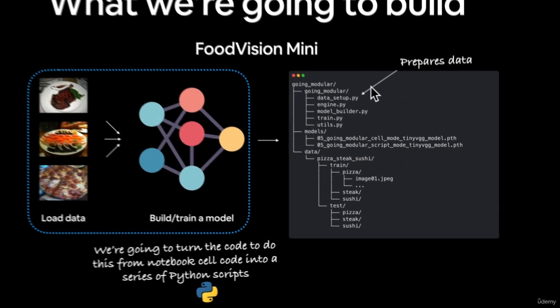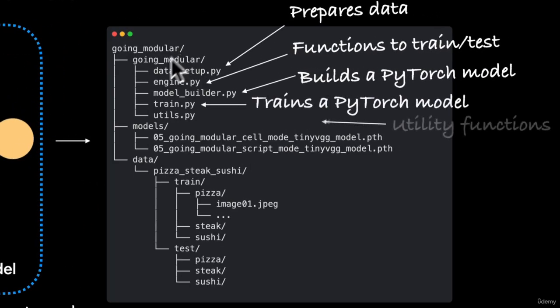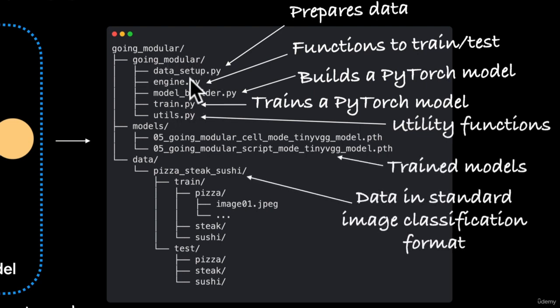We're going to finish up with a directory structure like this. So we'll have a top-level directory called Going Modular after this section. Then we'll have a subdirectory also called Going Modular. And then within that Going Modular subdirectory, we'll have a series of Python scripts. So one to prepare the data, one to train and test the model in the engine.py, one to build our PyTorch model. We've built a PyTorch model a fair few times now, so rather than rewrite the code every time, we can put that into a Python script. Then we'll have train.py, and then we'll have utils.py, and finally we'll also end up with a models directory that's going to contain our different trained PyTorch models.